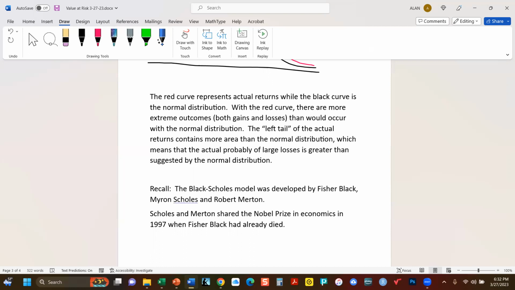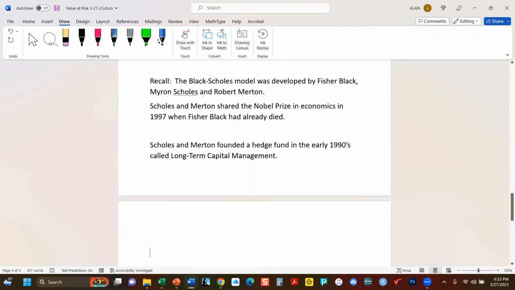Now, here's the fun part. I shouldn't say fun, but interesting part. By this time, a few years before this, Scholes and Merton founded a hedge fund in the early 90s called Long-Term Capital Management. So you figure, all right, these guys are Nobel Prize winners. People will flock to them. And that's exactly what did happen. All they had to do was announce that they were running a hedge fund, and everybody came out of the woodwork and said, here's money, please invest it for us.